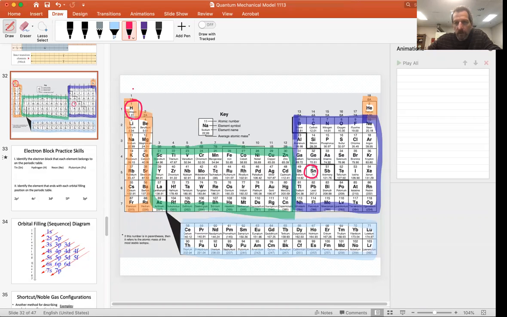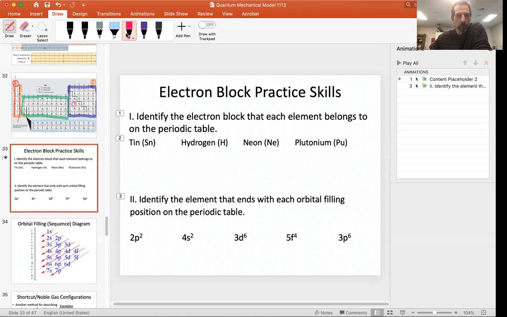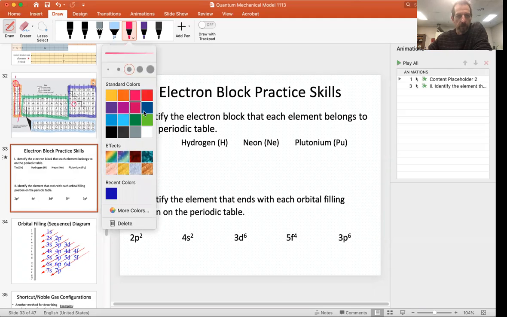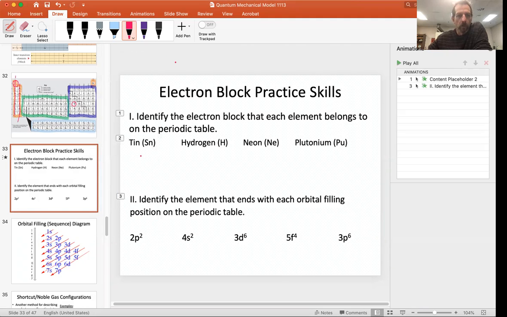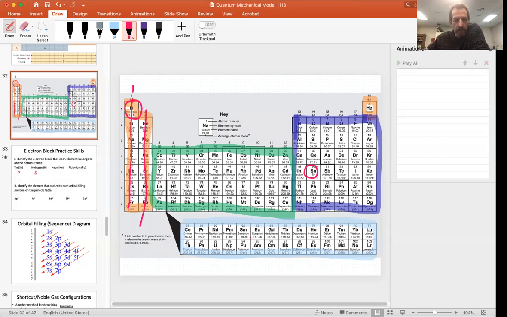Since hydrogen's in the S block, remember S only holds 2 electrons. So here are our S1 positions, any element down below it here. Here are our S2 positions, any element down below here. So we've answered the first portion of this. Tin is a member of what we would call the P block. Hydrogen, a member of what we would call the S block. Now we're going to do this again for neon and plutonium. Let's go back to our slide here. Plutonium down here on the bottom, neon up here.